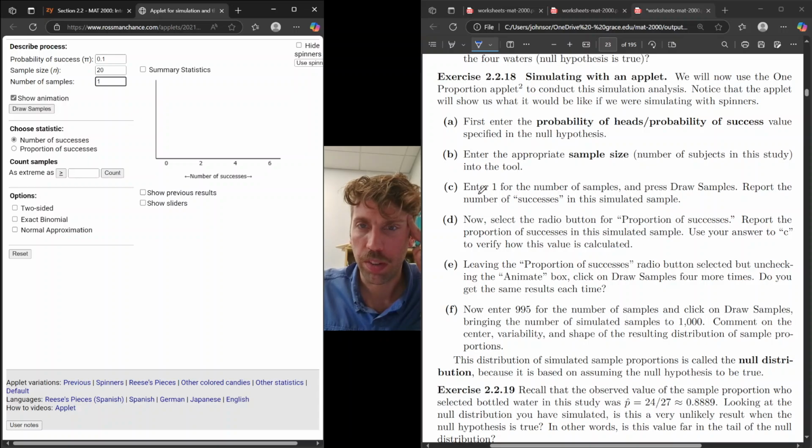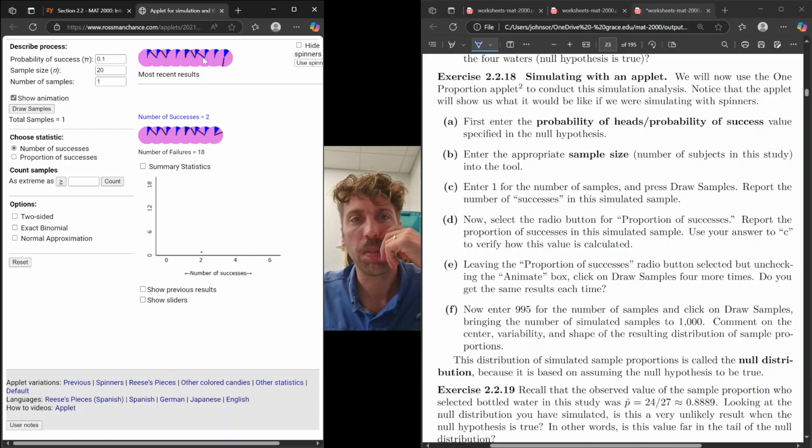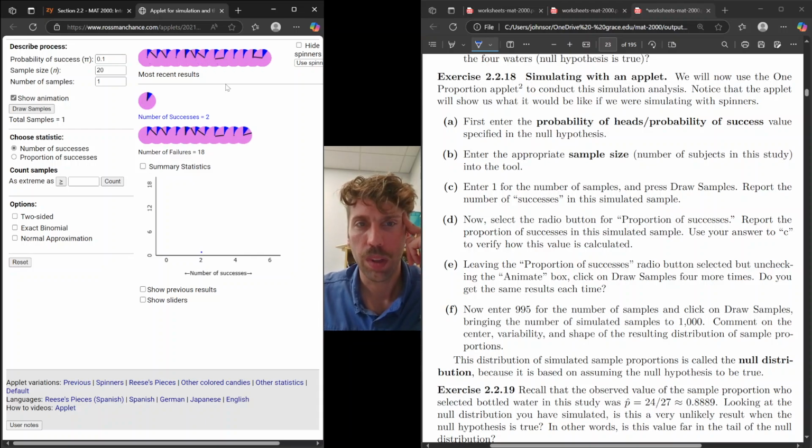Report the number of successes, and so then draw samples. So now I'm doing a whole bunch of spinners. And I got 2 successes, which should be different from what you get. Okay. Now let's select the radio button, proportion of successes.